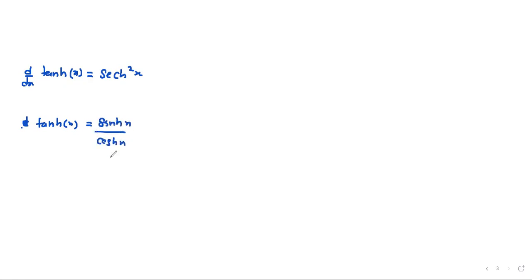The next fact is this. If you differentiate tanh x, then the answer is sech squared x. How do you prove this fact? You know that tanh x you can write as sinh x divided by cosh x, right?